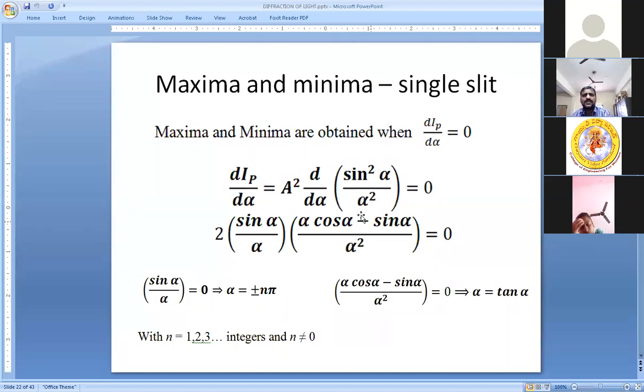It was wrongly printed, Amma. There is no alpha square. I'll recorrect it later. Fine. So it's only alpha. So alpha into cos alpha minus sin alpha.